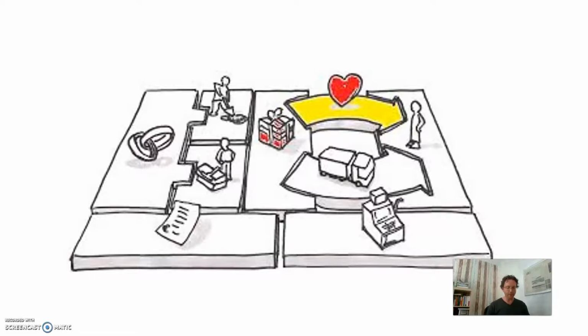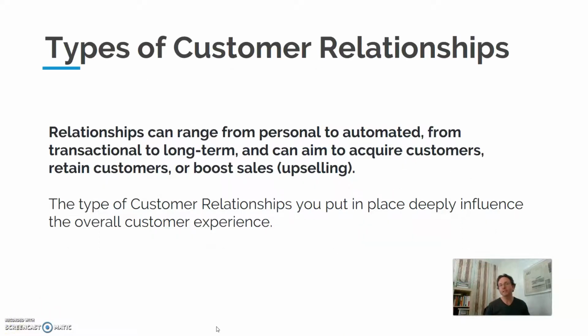Your company should clarify the type of relationship it wants to establish with each customer segment. Relationships are established through your different channels. You can distinguish between several types of customer relationships, which may coexist in companies' relationship with a particular customer segment. Types are transactional, long-term, personal assistance, dedicated personal assistance, self-service, automated, communities, and co-creation. The type of customer relationship you put in place deeply influences the overall customer experience.